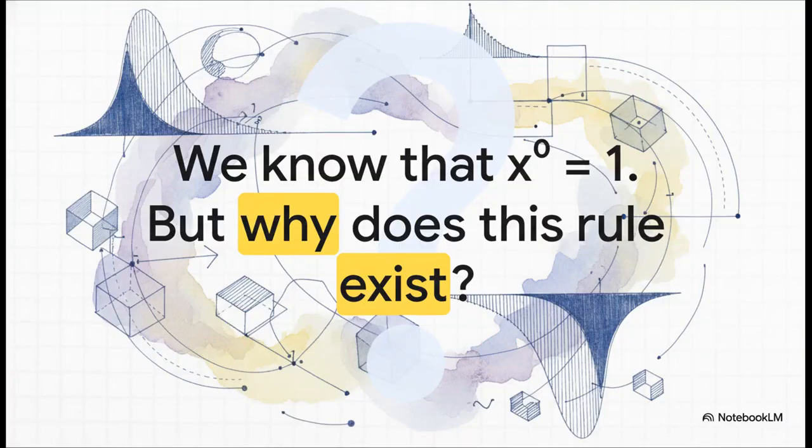So, wow, we've covered a lot, right? We talked about the parts of a power, how to calculate them, and why they actually matter. But I want to go back to that one weird rule for a second. We learned that any non-zero number to the power of 0 is 1. But the question I want to leave you with is why? Why does that work? What's going on with the patterns in math that makes that rule true? Something to think about.